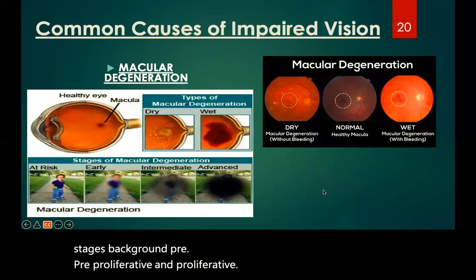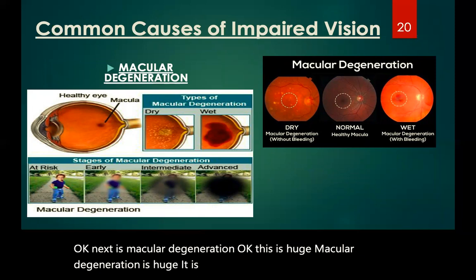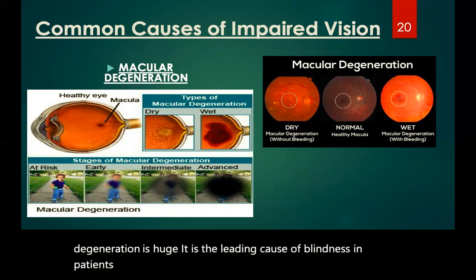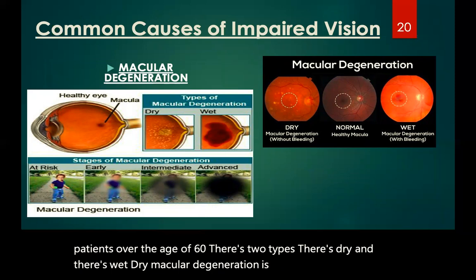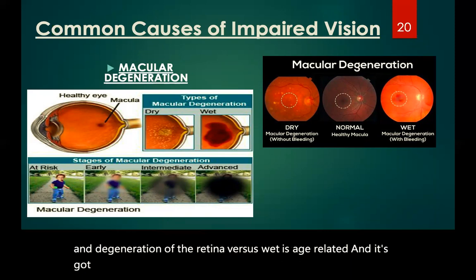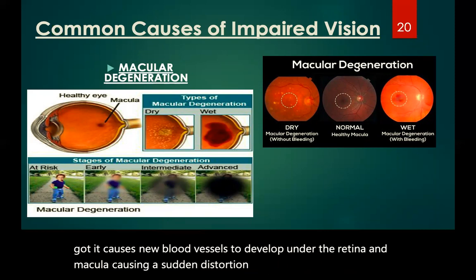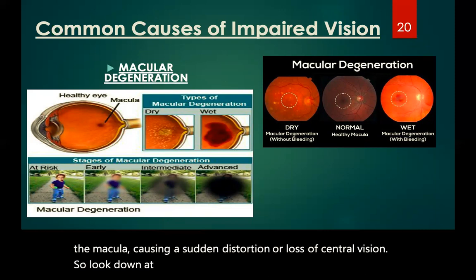Okay, next is macular degeneration. This is huge. Macular degeneration is huge. It is the leading cause of blindness in patients over the age of 60. There are 2 types, dry and wet. Dry macular degeneration is slow progressive atrophy and degeneration of the retina, versus wet is age related, and it causes new blood vessels to develop under the retina and the macula, causing a sudden distortion or loss of central vision. So look down at this bottom box. It shows you here the stages of macular degeneration.